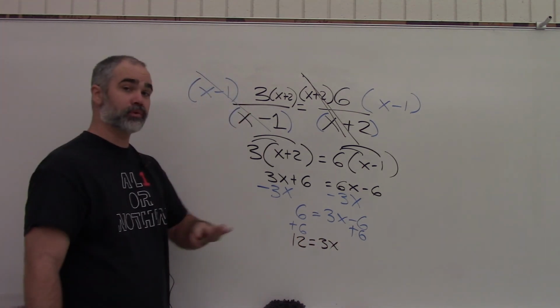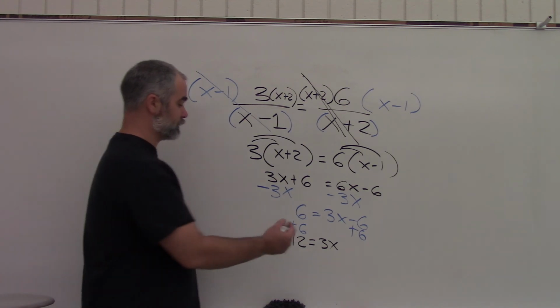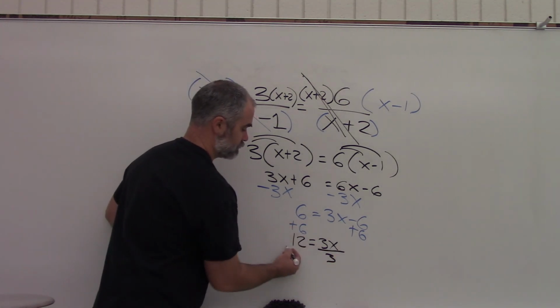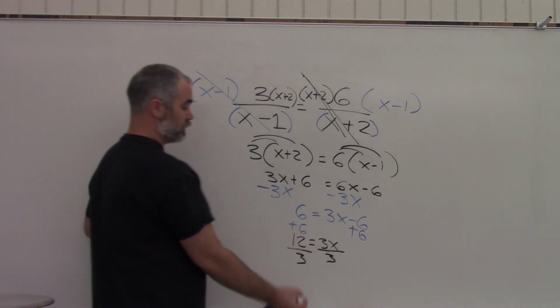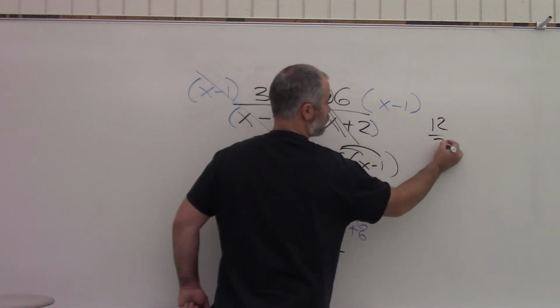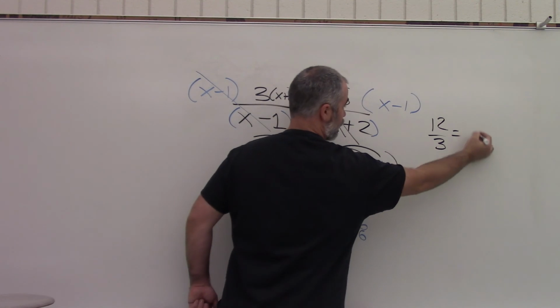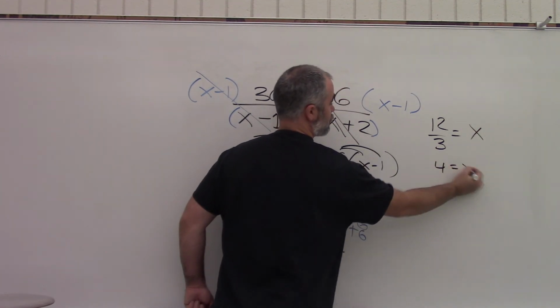We can divide both sides by 3. And I'm going to go ahead and put it up here. 12 divided by 3 equals x, or 4 equals x.